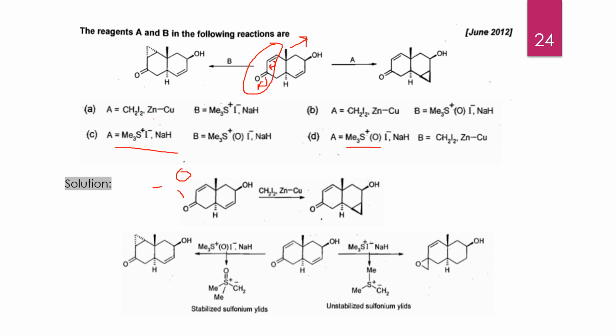So if we are giving sulfonium ylide, we would get this one. So that's why it can't be. So what will be the option? So this one is B, and this one is... No, sorry. So what will be the correct option? I think this one. This is the correct option.